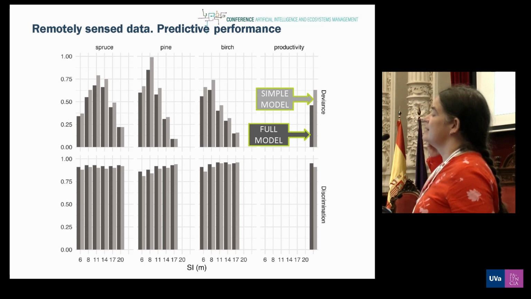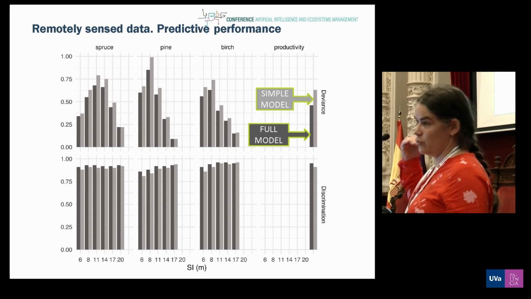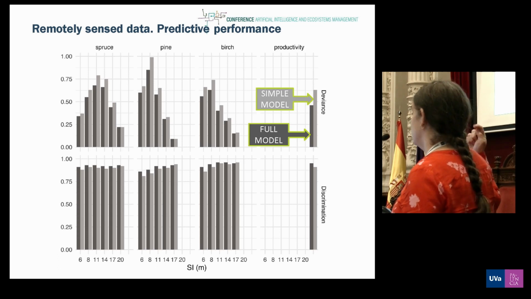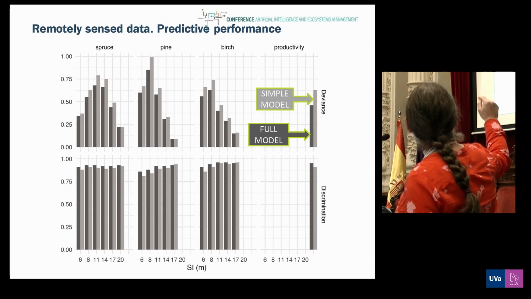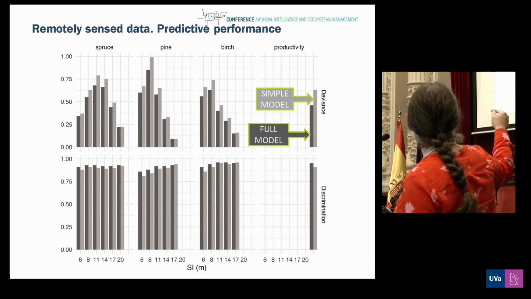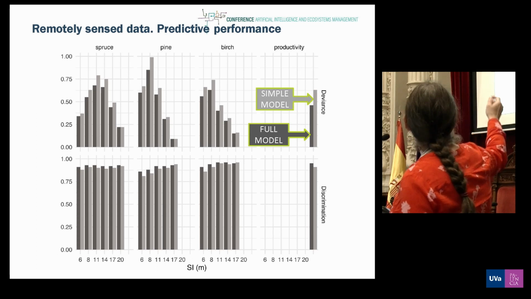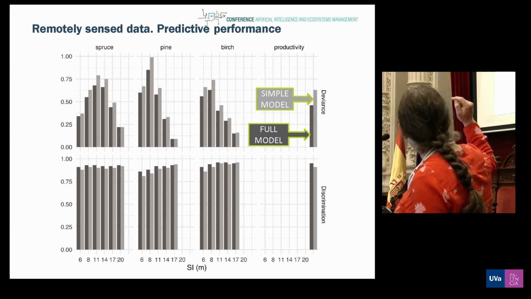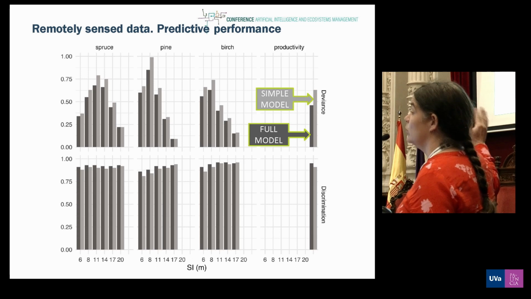So that's remotely sensed data, which is usually not used for this type of productivity mapping. Does it improve the results? So the light gray is the simple model without remotely sensed data. The black one is the full model with remotely sensed data. So for the deviance, the shorter the bar, the better. And you see that the full model is clearly better, for all, or almost all, I think it was all of the site index classes for all the species.